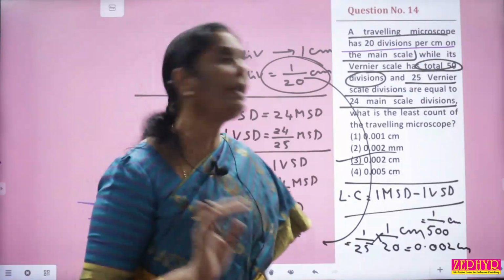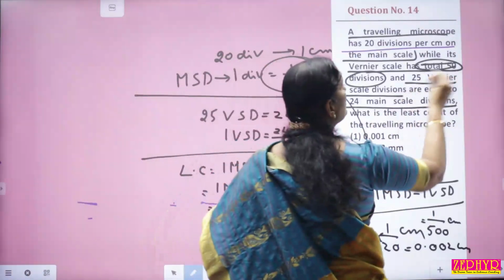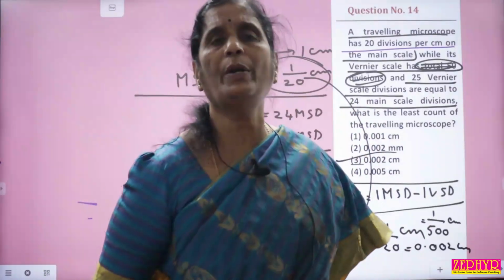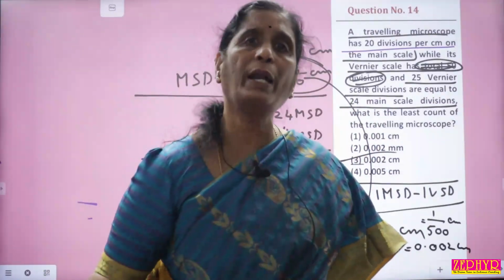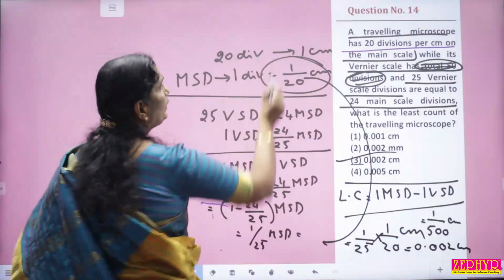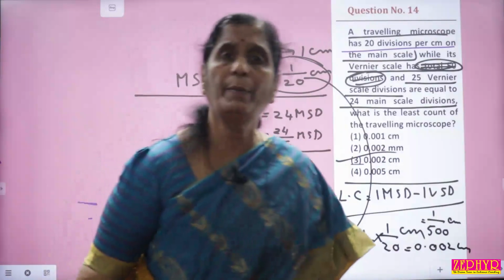First see, which one is not needed here? The 50 divisions are not needed. That's only to confuse the students they gave. Okay. First have an idea about MSD. MSD means the value of one main scale division. Further they have given the clue. They gave 20 divisions equal to 1 centimeter. 1 MSD is equal to that.